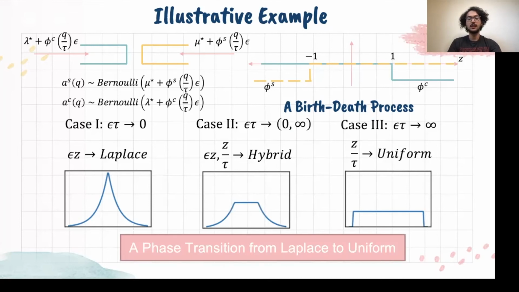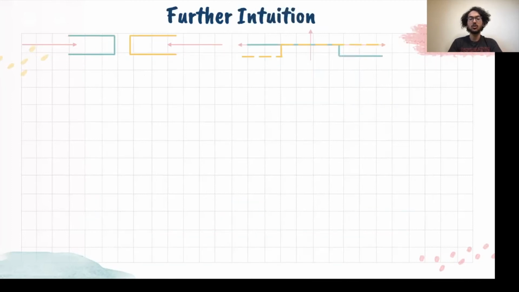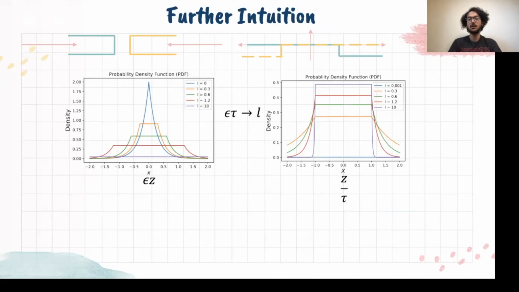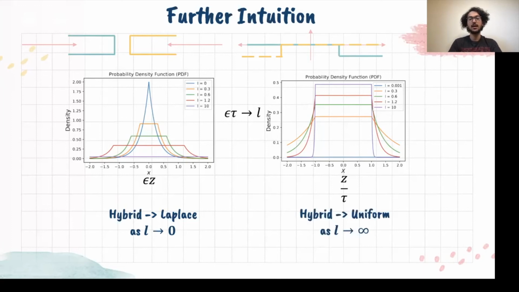To gain further insights, we plot the distribution of epsilon z on the left and z by tau on the right for different limiting values of epsilon tau, denoted by L. We clearly see that as L converges to 0, the distribution of epsilon z converges to a Laplace distribution, and as L becomes larger, the distribution of z by tau converges to a uniform distribution.